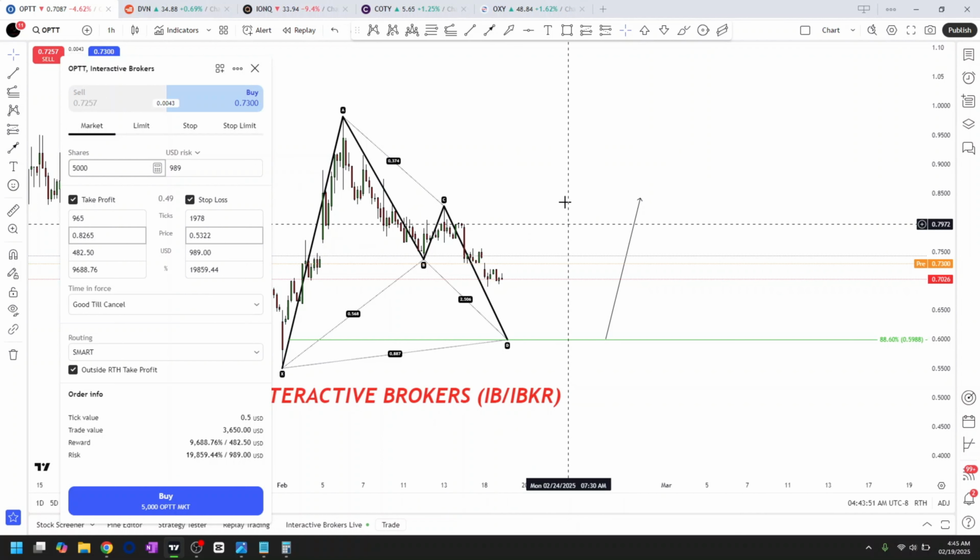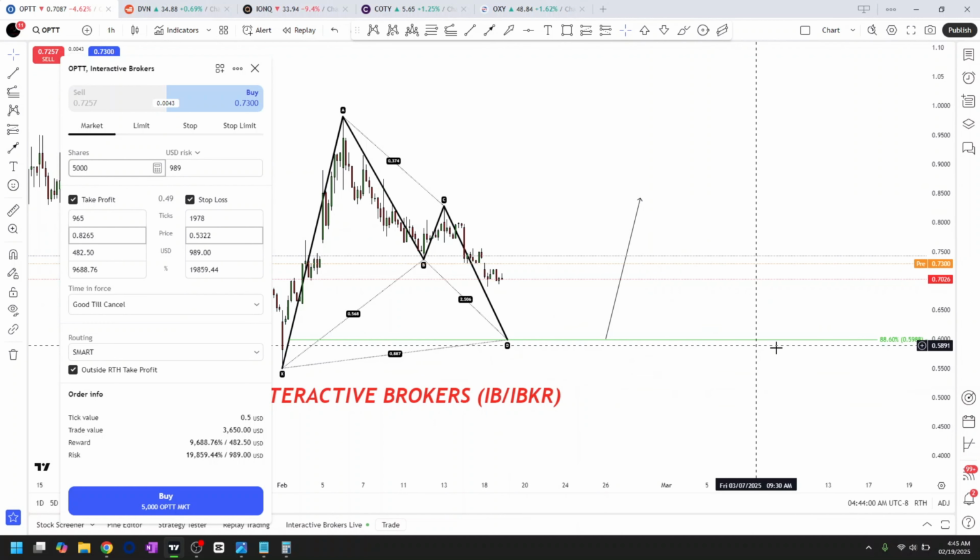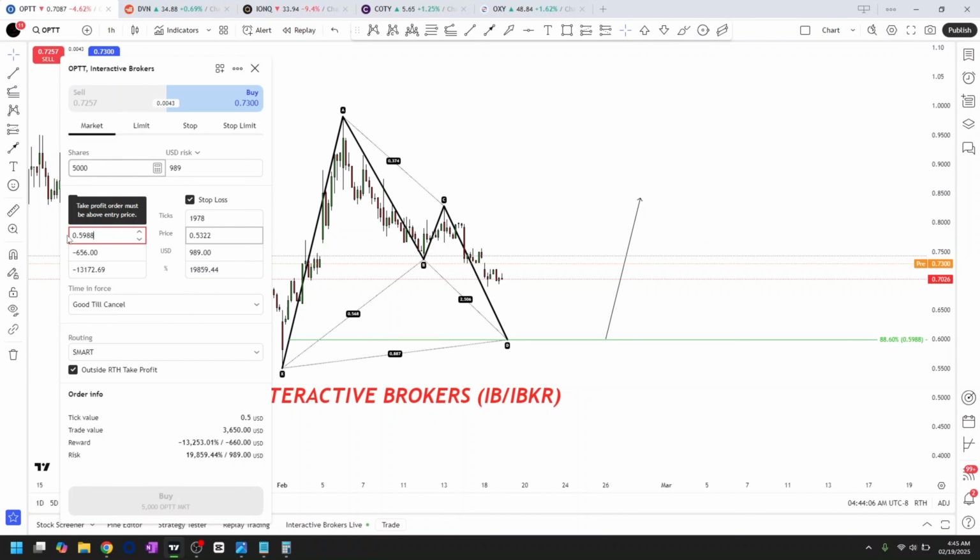Remember, you sell limit orders if price action was coming up and I wanted to enter and get short. This is a buy limit order. My entry price is 0.5988. Your order actually has to make sense. It has to be set up correctly, or you won't be able to put it in.